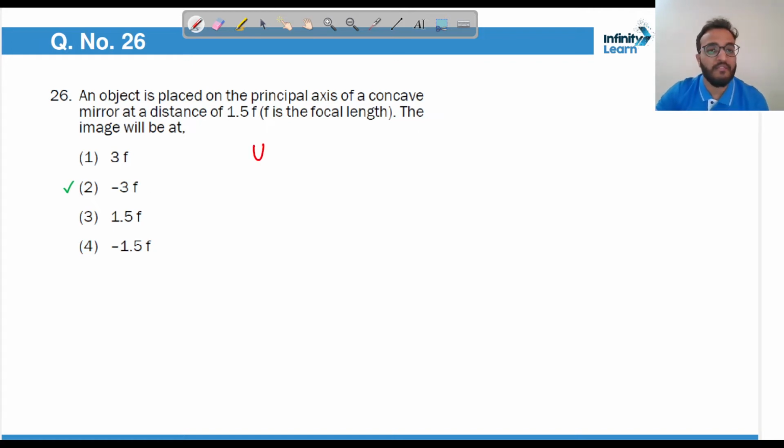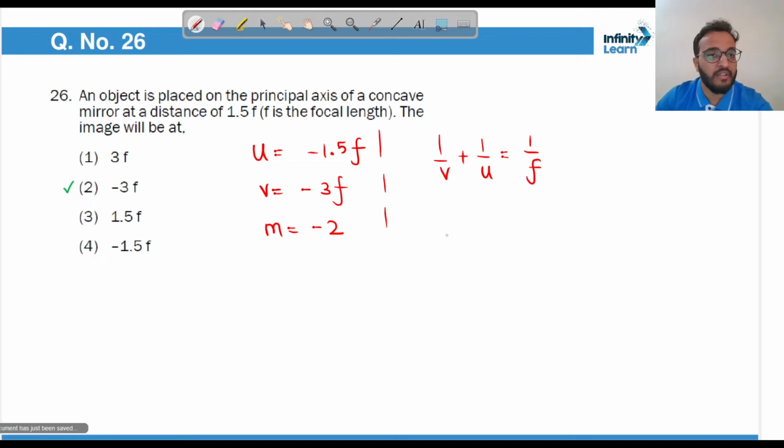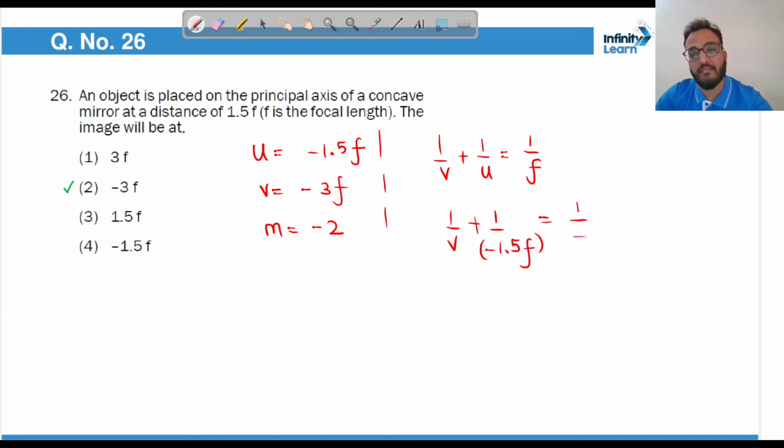Everybody knows that if u is equal to minus 1.5f, v is equal to minus 3f, and magnification is equal to minus 2. This is a general case, everybody knows. Otherwise, if you don't know, apply 1 by v plus 1 by u is 1 by f, right? They have clearly mentioned that it's a concave mirror. If it is a concave mirror, u is minus 1.5f, and the focal length you will take as minus f only because it's a concave mirror.